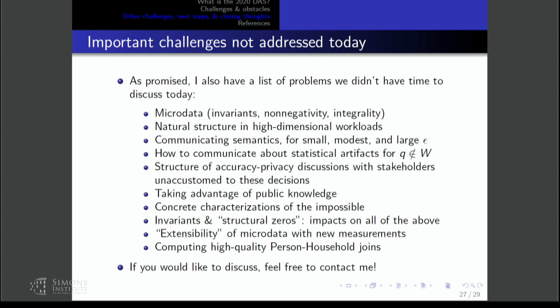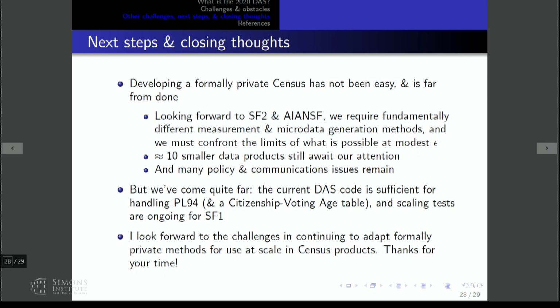We have a longer list of things that are concerns and practical barriers to implementation for these large-scale projects, especially in the presence of complex post-processing. And then this is a closing slide that says we've done a lot of work and we've gotten pretty far. I think we're on track to get where we want to be. Currently, the DAS code is sufficient for handling the PL94 data product, possibly with the inclusion of a citizenship voting age table, which is not my decision, but could very well be there. And then we're continuing scaling tests for summary file 1.